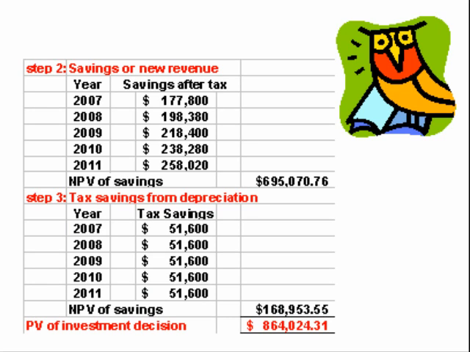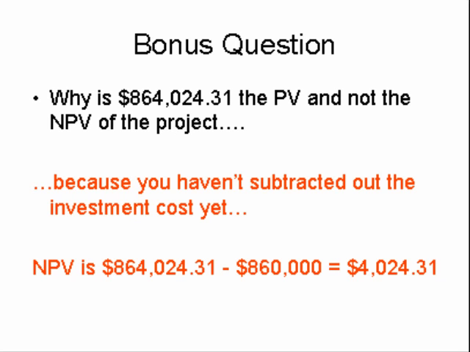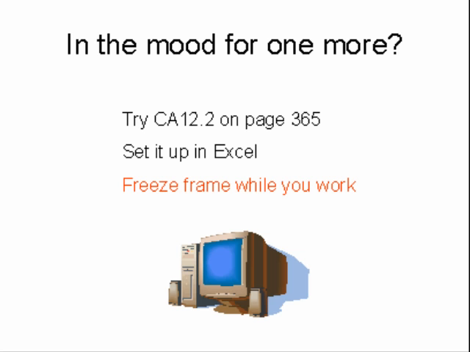Now we have a bonus question for you. Why is $864,000 the present value and not the net present value of the project? Because you haven't subtracted out the investment cost. So net present value is net of the original investment. So the net present value is $4,024 here.